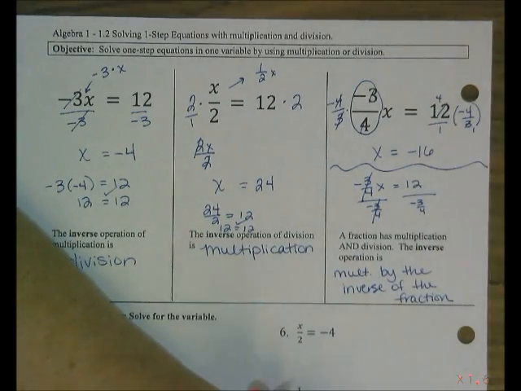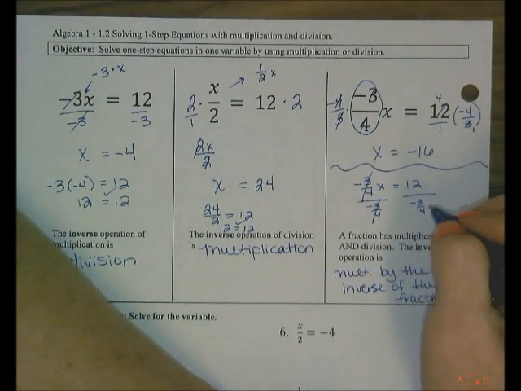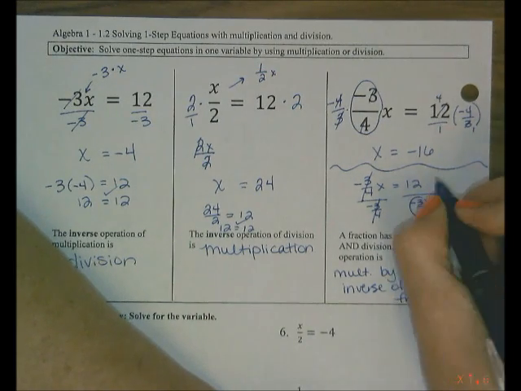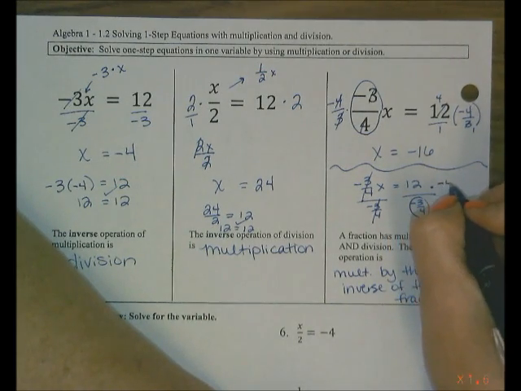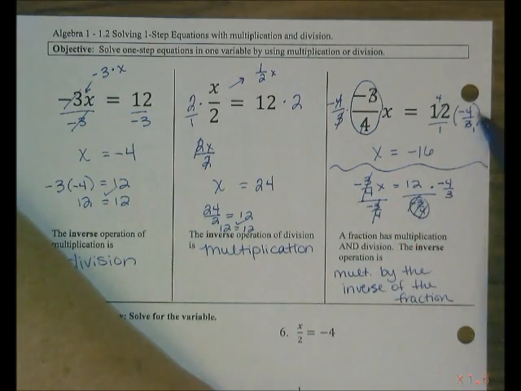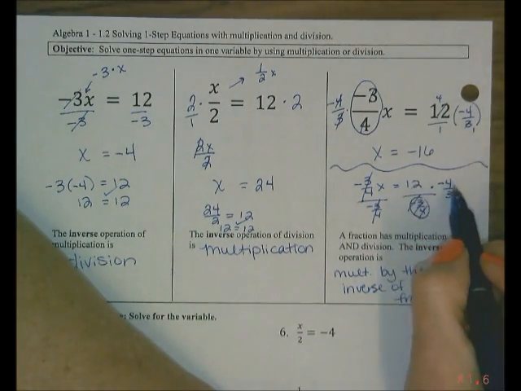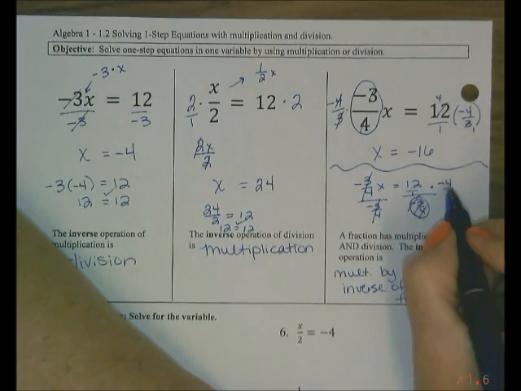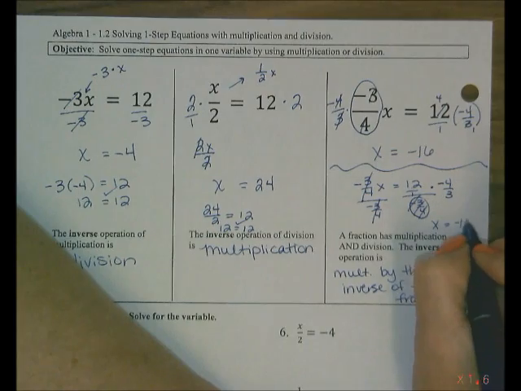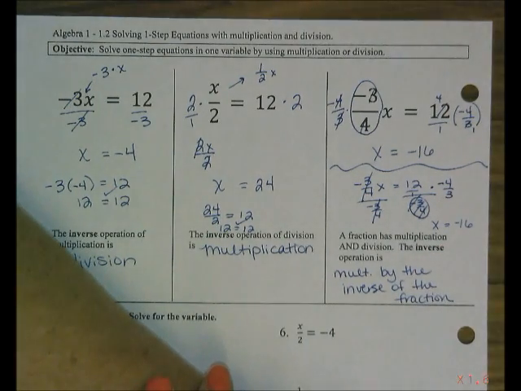Look at it on this side. I have a fraction inside of a fraction. We talked about how to deal with that. If you've got a fraction over a fraction, you take the inverse of this and multiply. So I'm going to multiply by that flipped over. And look where I'm at. I'm back where I started up here. I've got 12 over 1 times negative 4 over 3. I get the same answer, negative 16. So you can think of that problem either way.